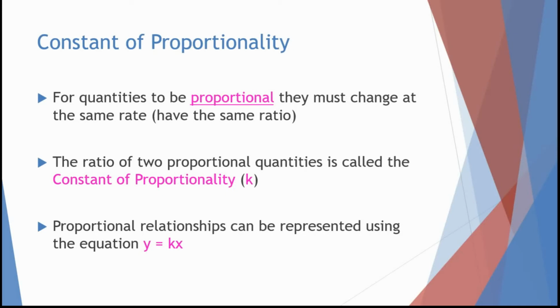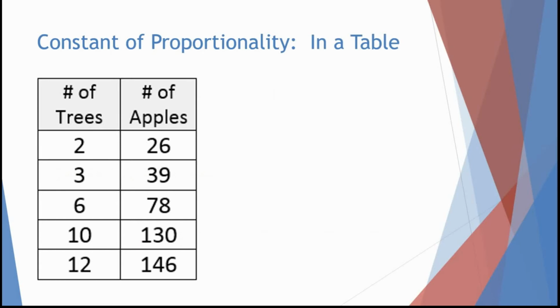So without wasting any more time, we want to make sure we commit all this to memory. Remember, proportional just means it has the same ratio. The constant of proportionality is that common ratio. We're going to come back to that y equals kx equation in just a minute. Right now, we're going to start with finding the constant of proportionality in a table. I have this table here comparing the number of trees to the number of apples. If I'm comparing those, then the trees would be my x value, apples would be the y value. The equation that we're going to use to help us determine if there's a k value here is y equals kx.